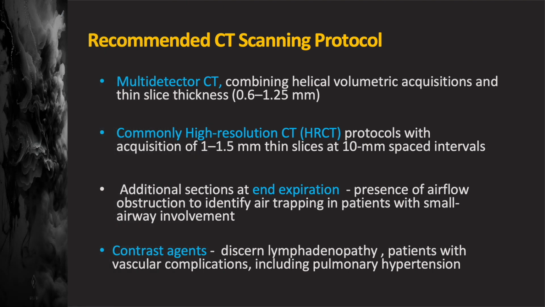So when we do a CT scan for a sarcoidosis suspect patient, we know that most of the CT scans that we are doing are in the high resolution CT protocol. What high resolution CT means is that we will acquire 1 to 1.5 millimeter thin slices at 10 mm spaced intervals. Normally in all patients with suspected sarcoidosis, you will not need a contrast scan.